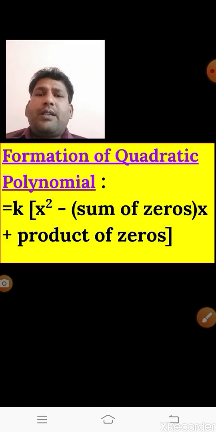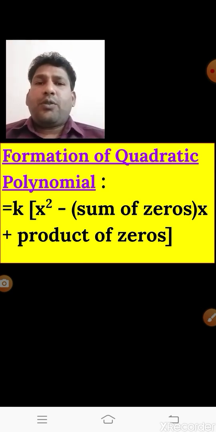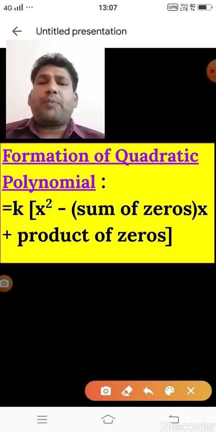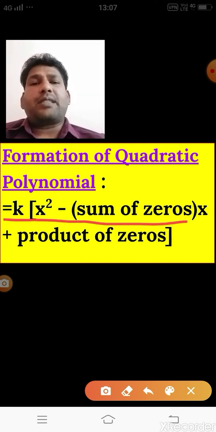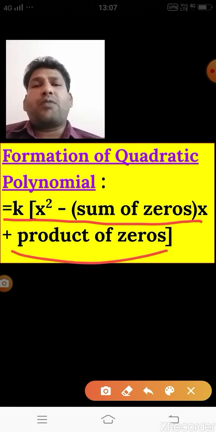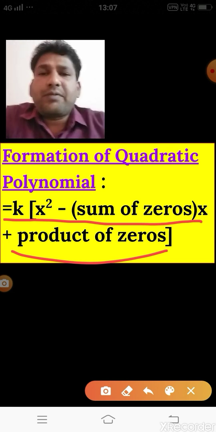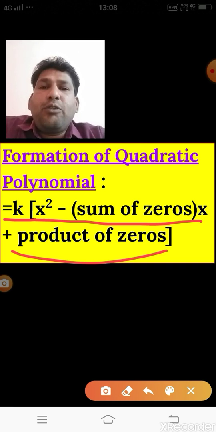Let us take one more question, and before solving this question, we also know the relation: how will you form a quadratic polynomial if the sum and product of the zeros are given? Then we are using k into x square minus sum of zeros into x plus product of zeros. If the zeros we have, then we are able to find the sum of zeros and product of zeros, and if sum and product is given, then we are able to form the quadratic polynomial directly by putting the values in this relation.